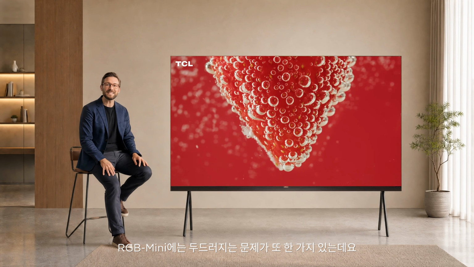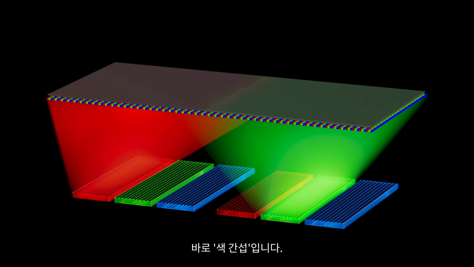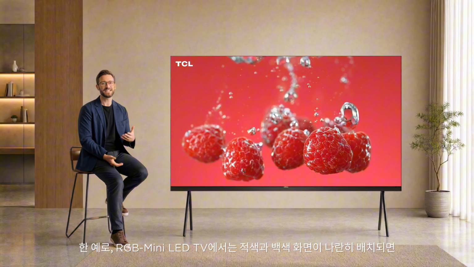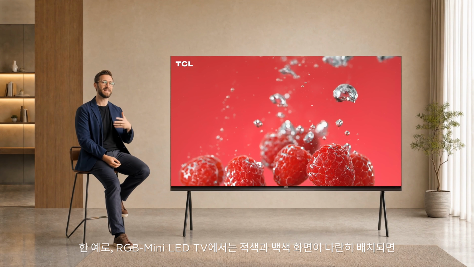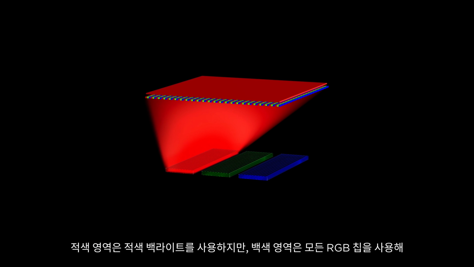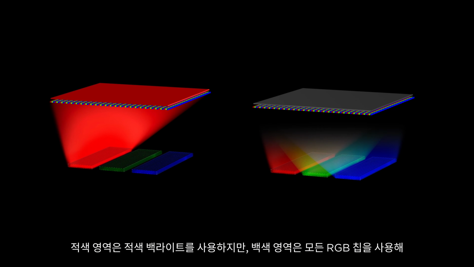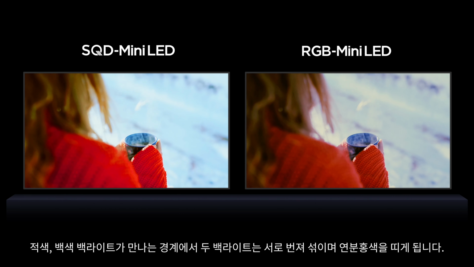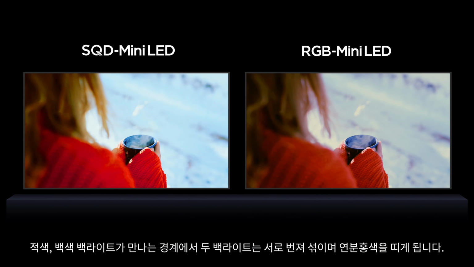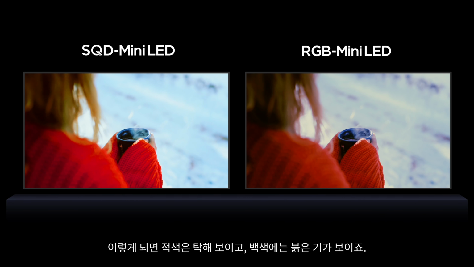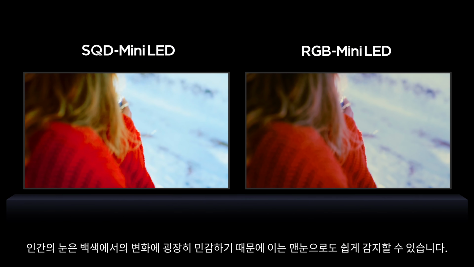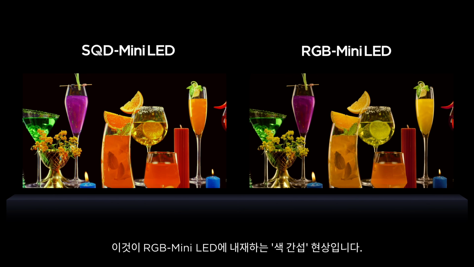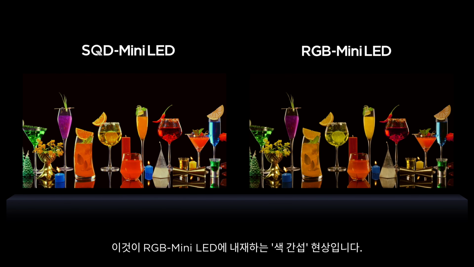RGB Mini LED faces another prominent issue, color crosstalk. This leads to color instability and further sacrifices the gamut. For instance, on an RGB Mini LED TV, when displaying red and white side by side, the red area uses red backlight, while the white area must fire all RGB chips to create white light. At the boundary where they meet, the red and white backlights bleed into a pale pinkish hue. This makes the red look dull and the white appear reddish. Since the human eye is extremely sensitive to shifts in white, this is very easy to notice. This is the crosstalk phenomenon inherent in RGB Mini LED.